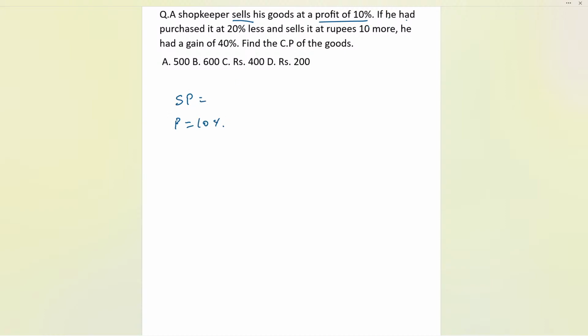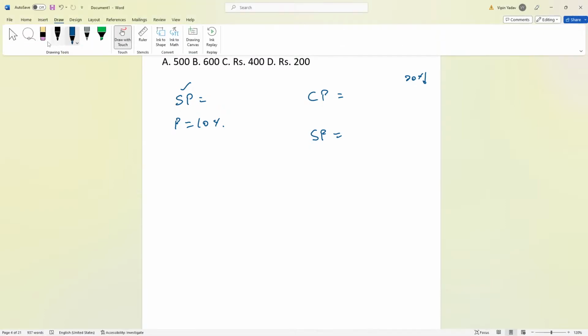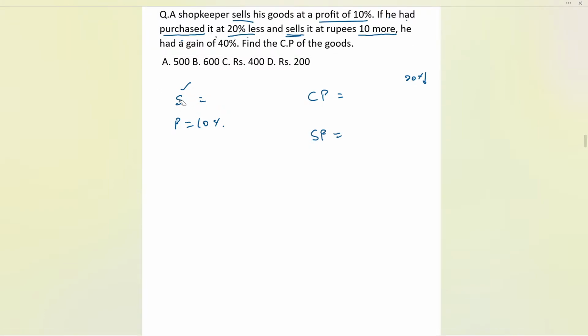If he had purchased at 20% lesser, it means we are talking about the cost price. He purchased at a cost price 20% lesser, and sells it at 10 rupees more. Observe everybody: sells it at 10 rupees more. It means as compared to the earlier selling price, now he is selling at 10 rupees more. We don't know the selling price of both of them, so we need to relate and find the selling price.